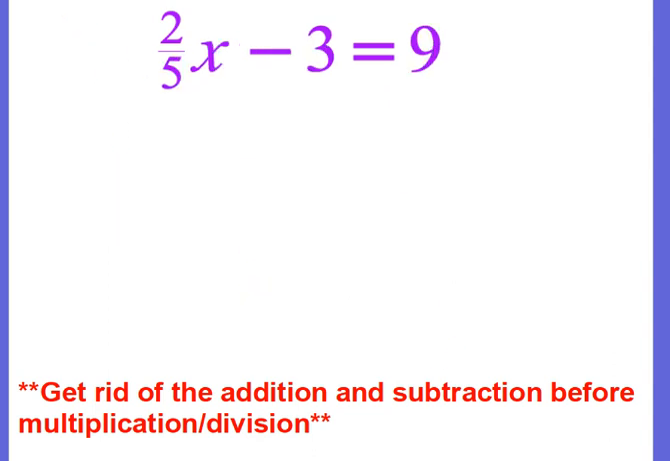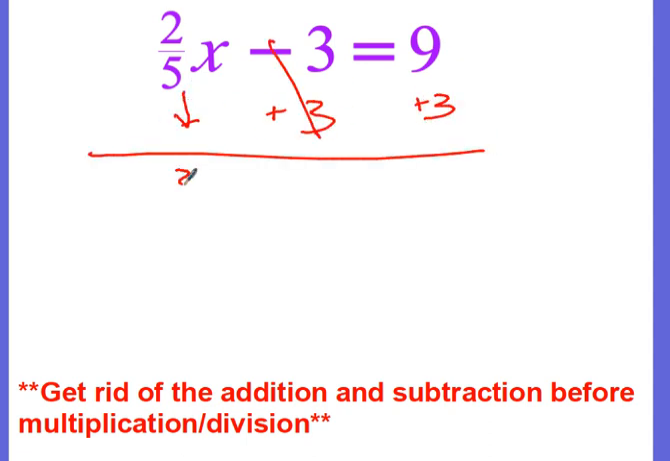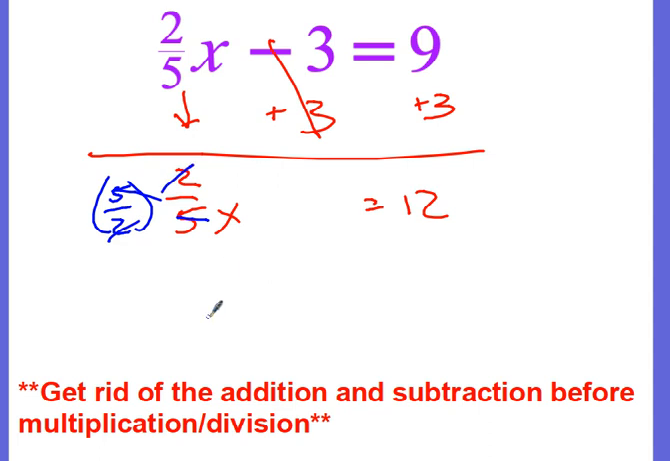So last one, go ahead and try this one on your own, and then check to see if you did it right afterwards, okay? All right, so get rid of the addition and subtraction first. Add 3 to both sides. Boom, it goes away. I've got 2/5 times x equals 12. I have a fraction here, so I want to multiply by the reciprocal. So I need to flip it and multiply, so that's multiplying it by 5/2. Those all go away. That's why we did it.